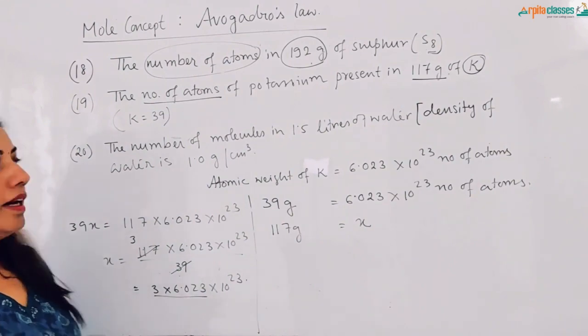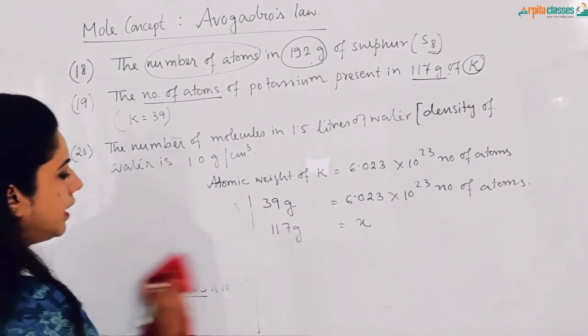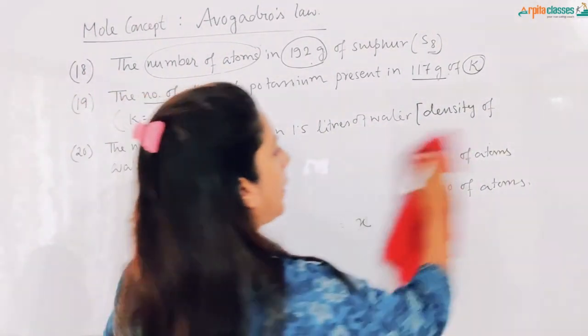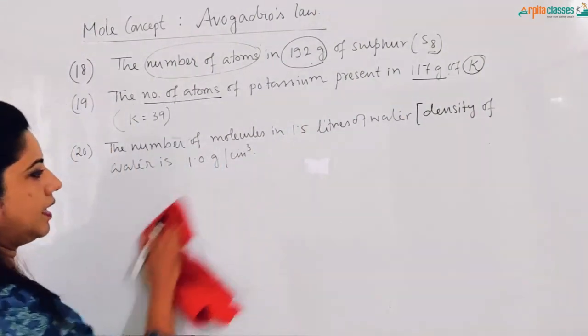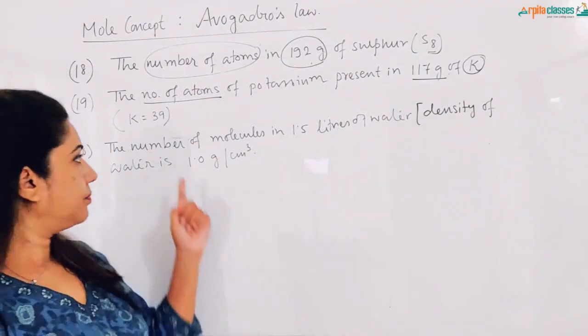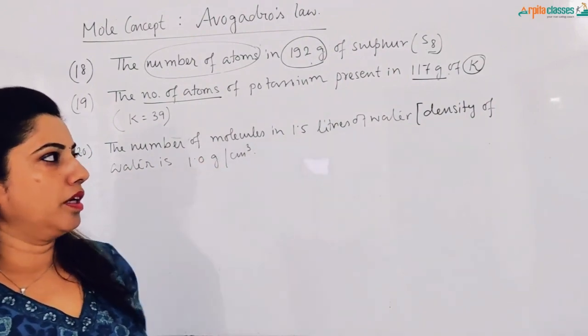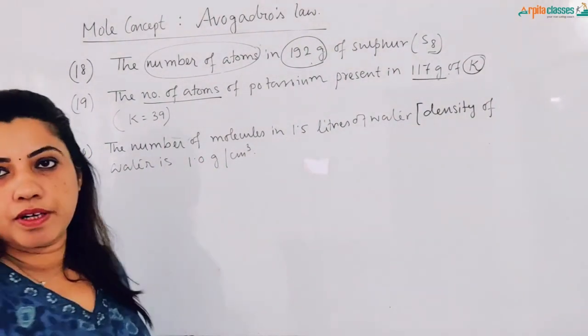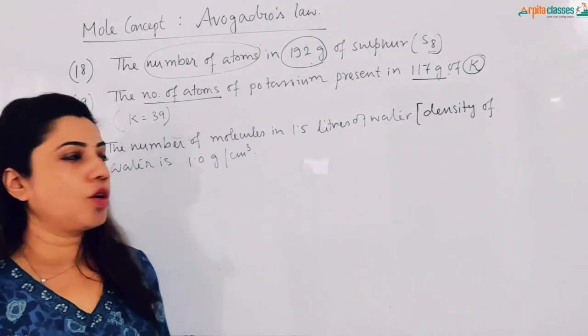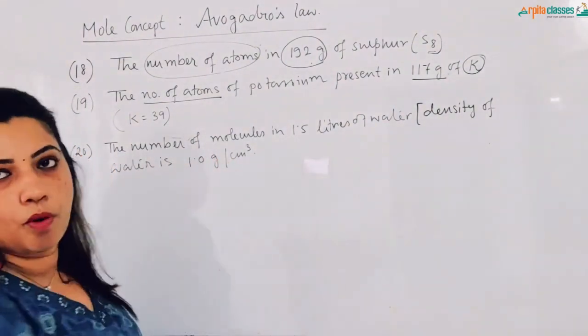Okay. Let us see the next question, question number 20. Now the next question says, find the number of molecules in 1.5 liters of water and density of water is given. So volume of water is given and density of water is given. They are asking for number of molecules.